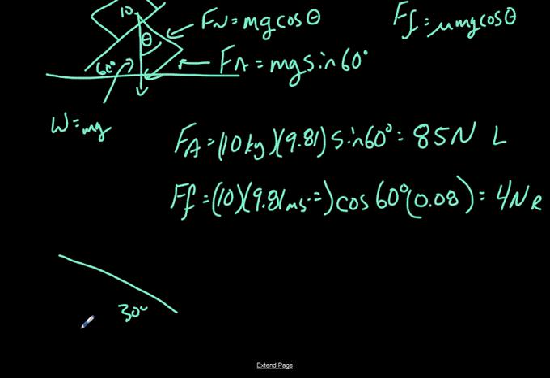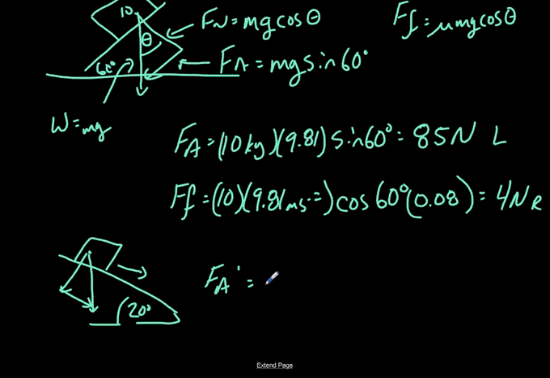So we've got 30 degrees. Okay, we've got this mass. So it was 20 degrees. Oh, sorry, 20 degrees. There we go. Okay, so we've got this, this, and this. So we're going to have FA prime is going to be 2 kgs times G, right, times the sine of 20 degrees.